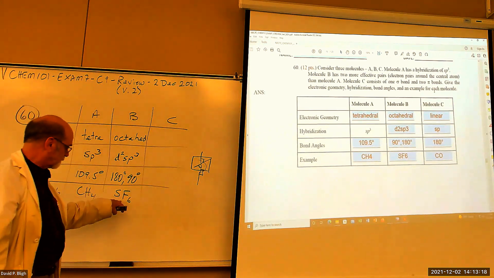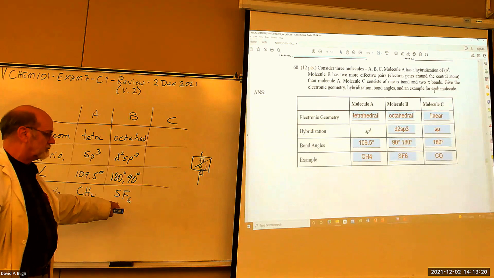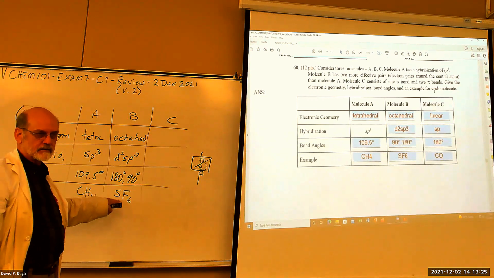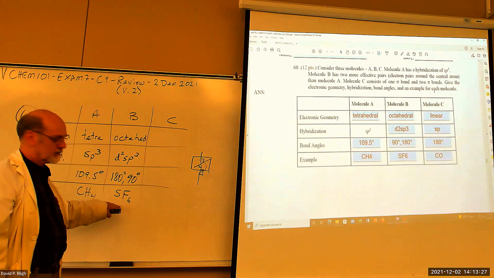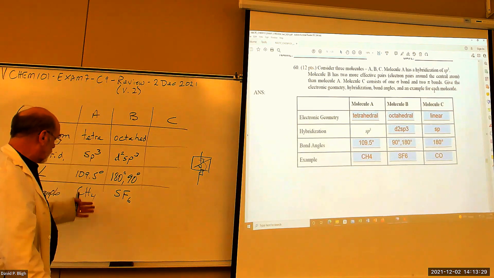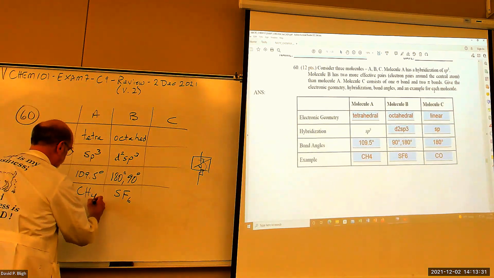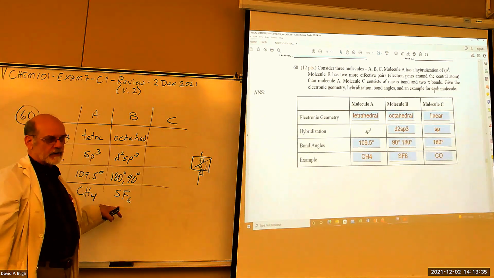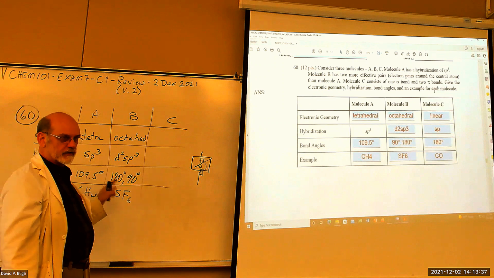In this case, we had no lone pairs, SF6. Used all of them up. There could be other examples here, especially for an electronic geometry where you have one lone pair or two lone pairs, whatever the case may be.